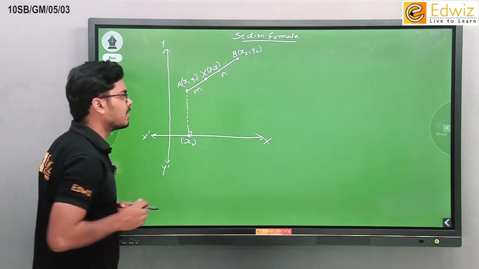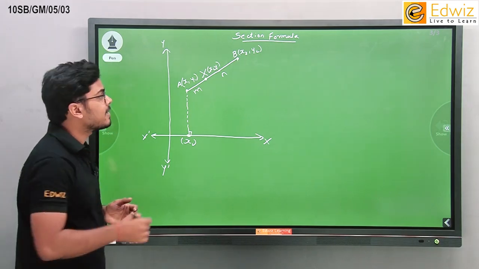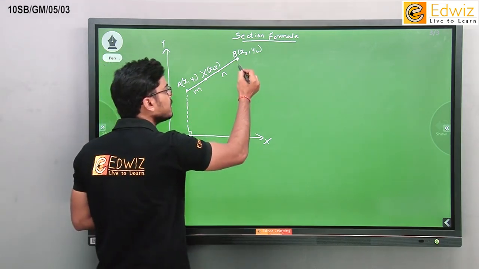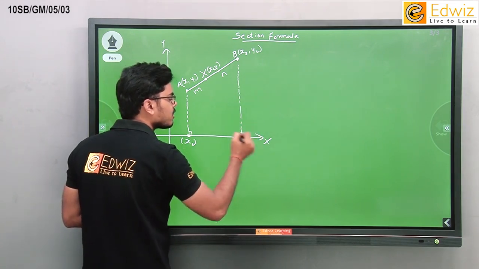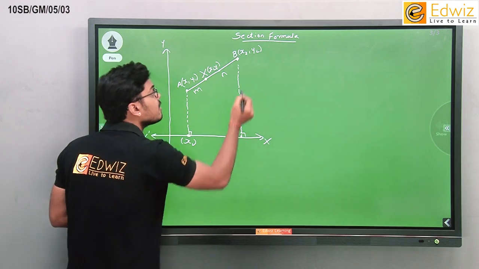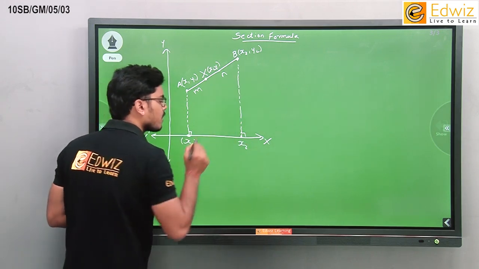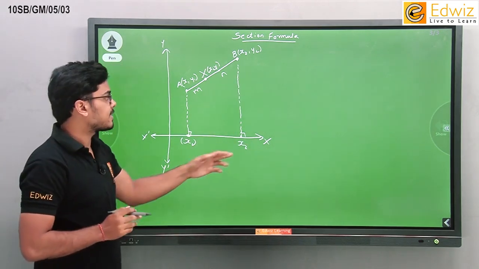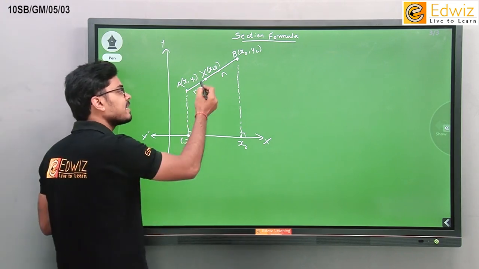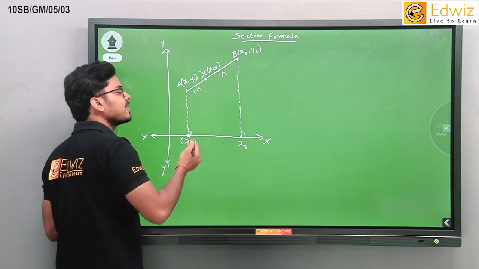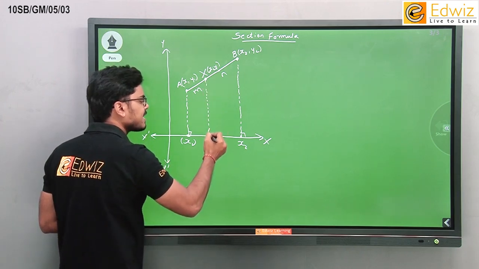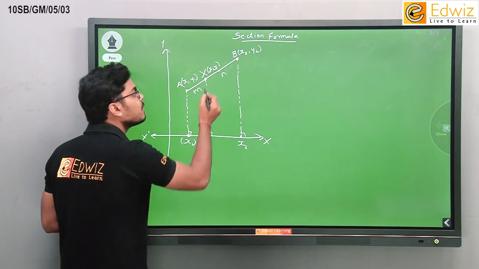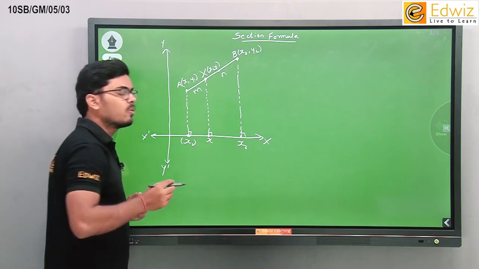This will be perpendicular, correct? And now if I do the same thing for point B, drop a perpendicular on the x axis, this point will be x2. That is the concept, correct? This is x2. Similarly, if there is a random point in between which is dividing the line in two parts, and I draw a perpendicular from that point on the x axis once again, this point will be what? X, which we need to find out.